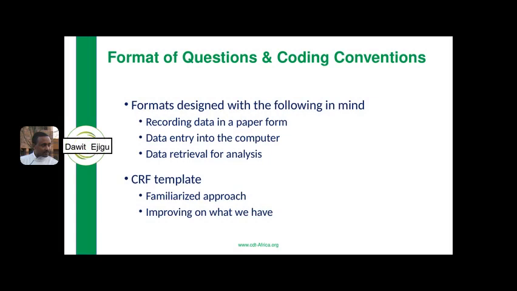The CRF format designing is done with the following in mind. The first one is recording the data from the source into the paper form or into the CRF. And the second one is entering data into the computer or database. And the last one is data retrieval for analysis.